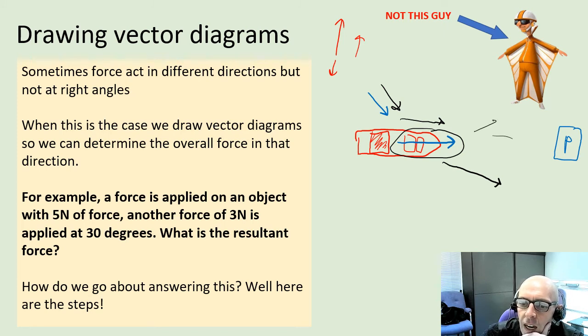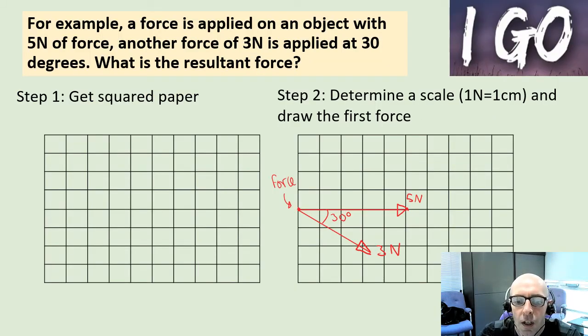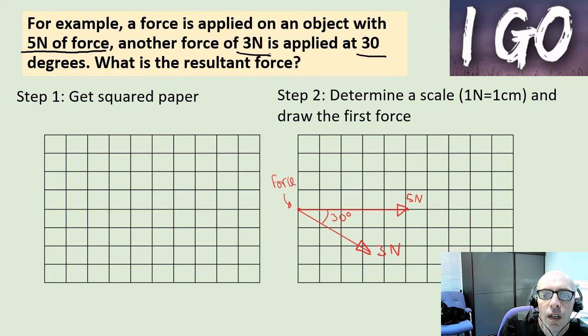So actually, how do we get this overall force? And that's called a vector diagram. So put a mini title, vector diagrams, and we'll try a couple of these together. So in our question here, a force is applied on an object with 5 newtons of force, and another force of 3 newtons is applied at 30 degrees.